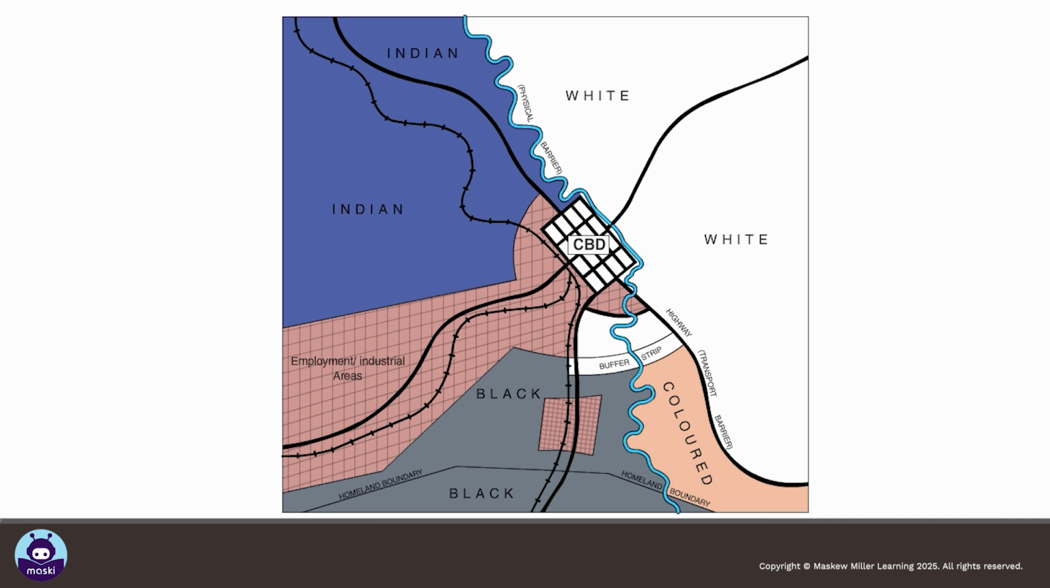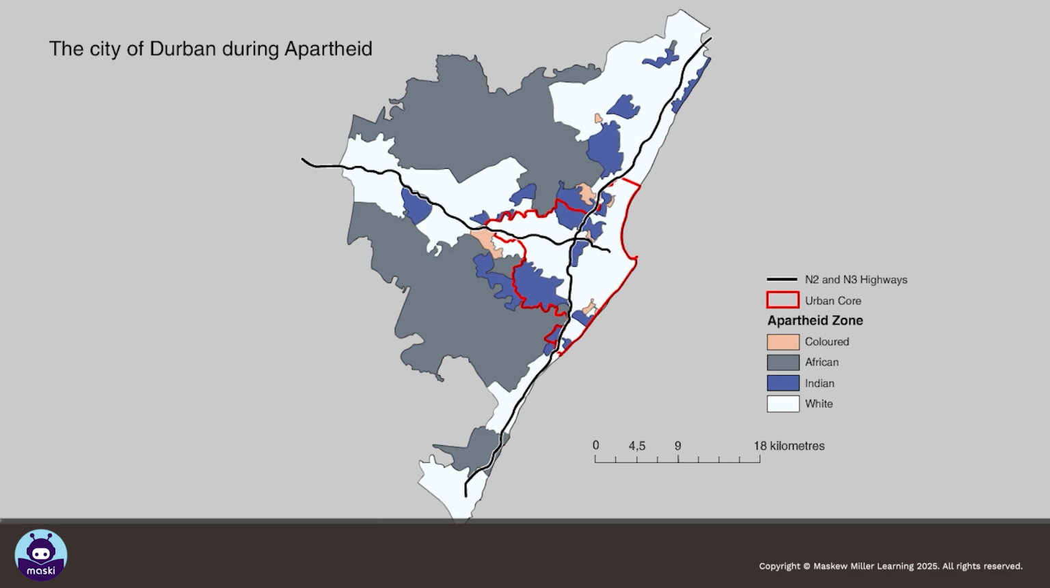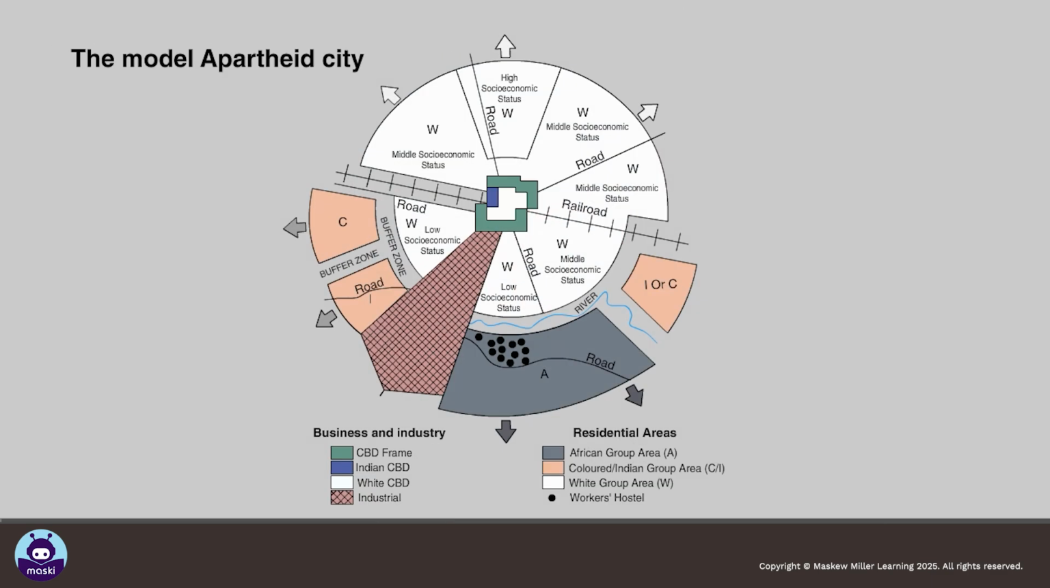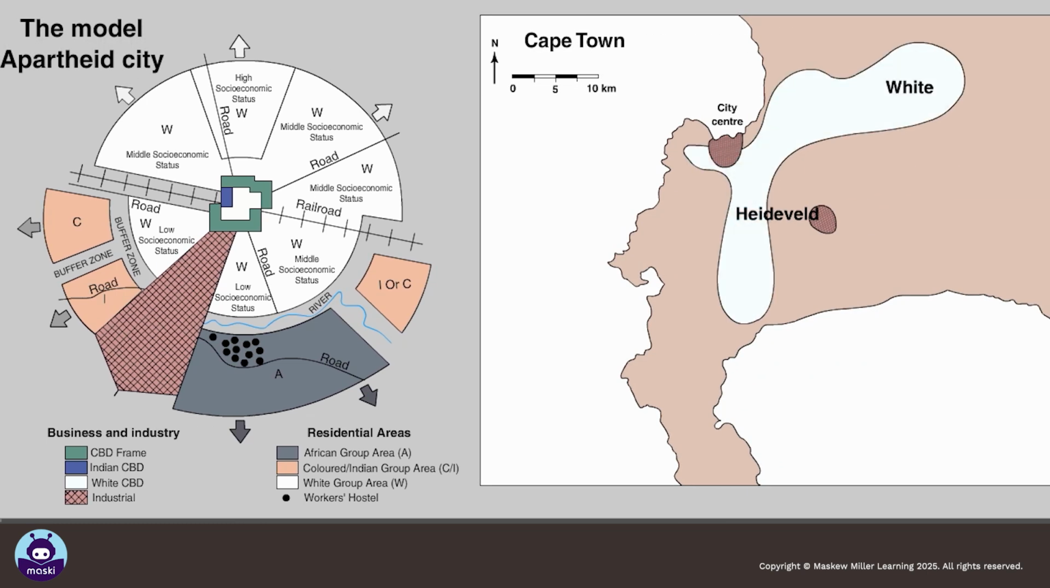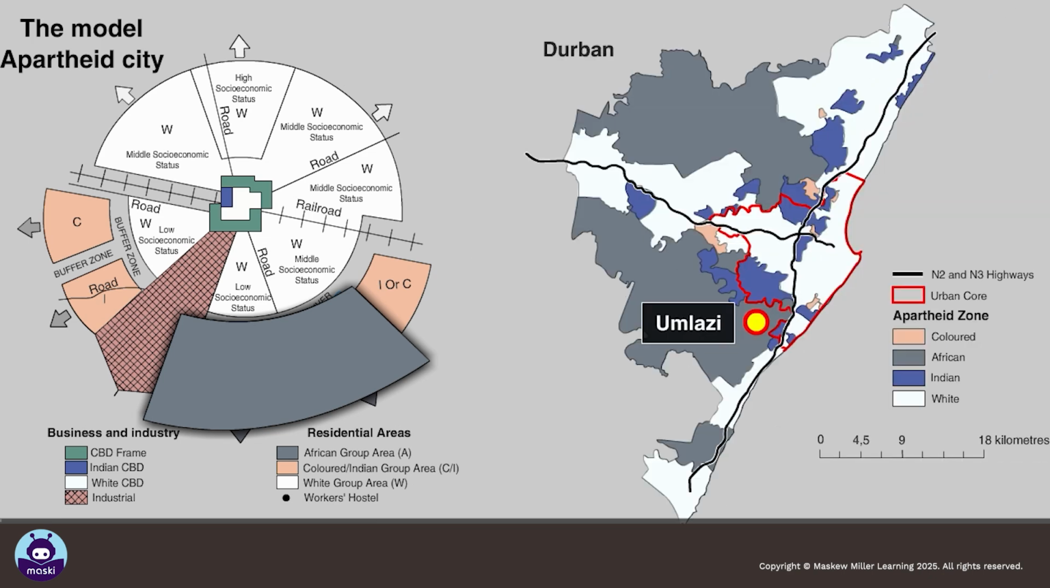Often physical barriers, known as buffer zones, such as railway lines, roads, rivers, divided the race groups. This segregation greatly influenced the shape of our cities. Professor Davies drew up an urban model of an apartheid city. The better developed areas were reserved for white population. Black residential areas were often on the outskirts of urban settlements or close to industrial areas. For example, Soweto in Johannesburg, Gugulethu in Cape Town, and Umlazi in Durban.